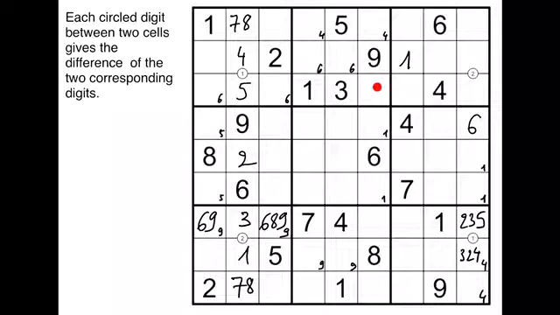So what could this cell be? Only 2 or 7. All of the digits are here.